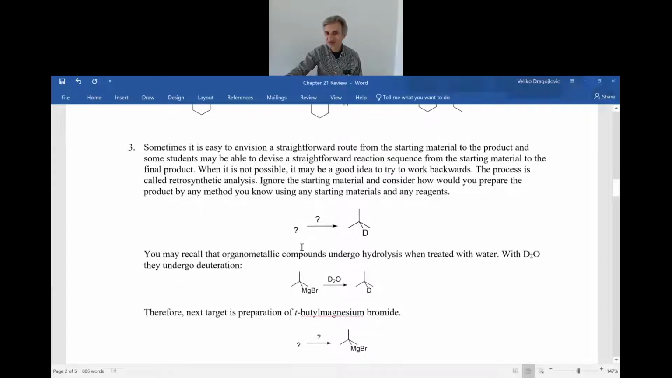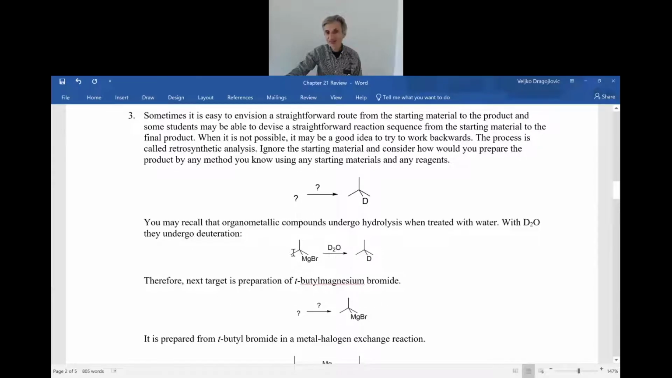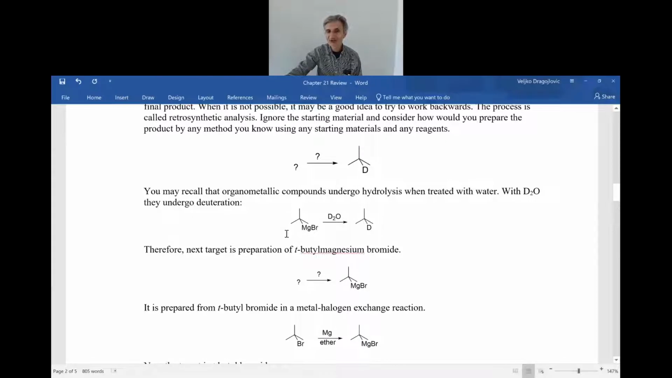Doesn't matter what is the starting material. And if you studied chapter 21, you probably know that compounds such as Grignard reagents and organolithium reagents react with water or with deuterium oxide, so water that contains deuterium instead of protium, in a protonation reaction, where the metal, magnesium or lithium, is replaced by deuterium. So what you would really want is this compound.